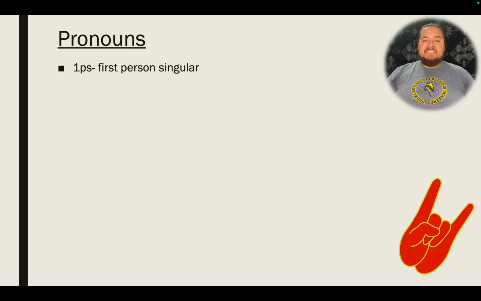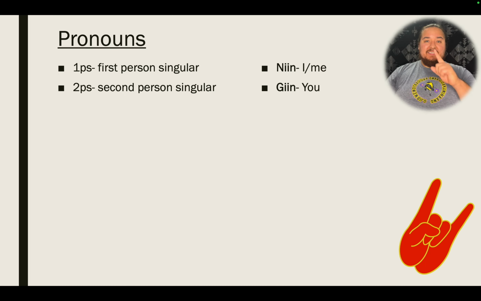So first person singular is 1PS. That's in Ojibwe, that's neen, that's I or me. Second person singular, that's 2PS. In Ojibwe, that's gin, that's you. Third person singular is 3PS. In Ojibwe, that's ween, that's she or he.